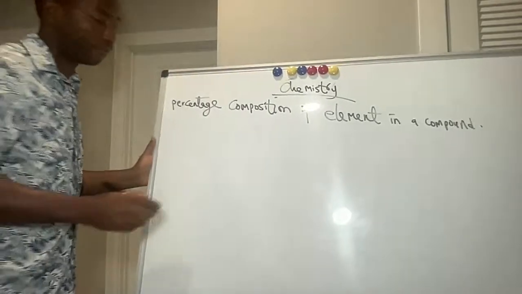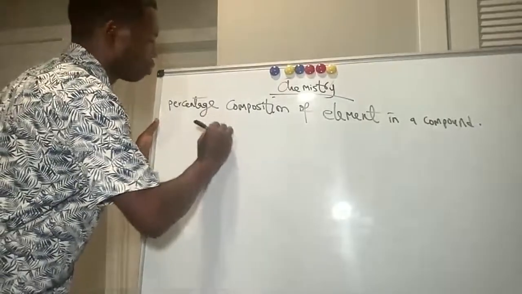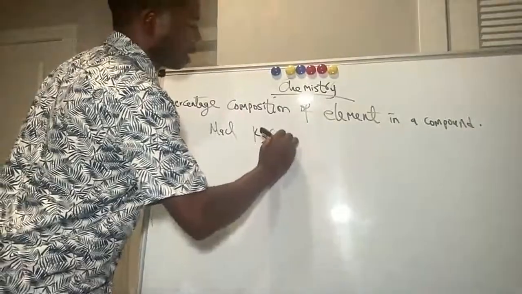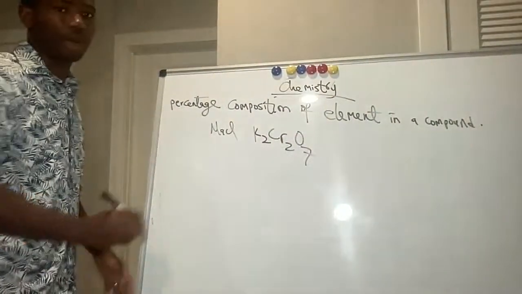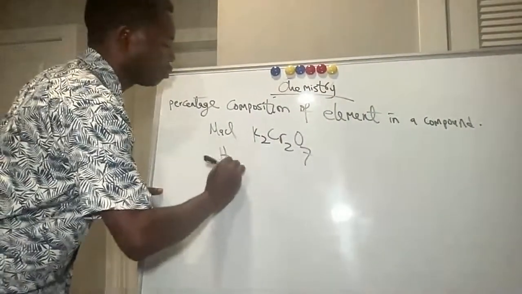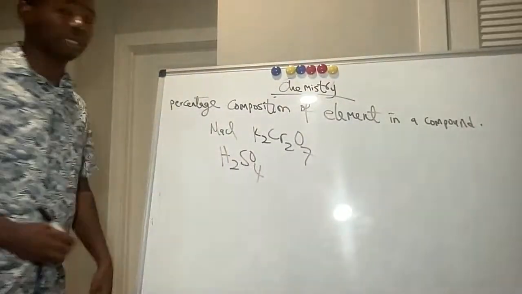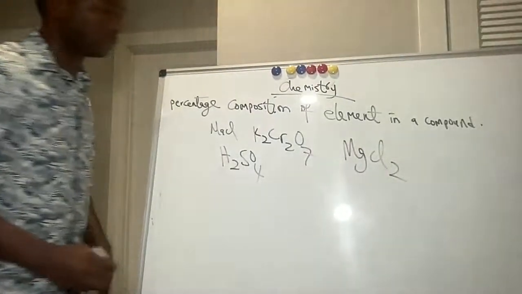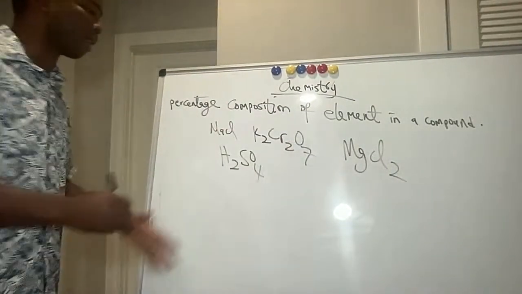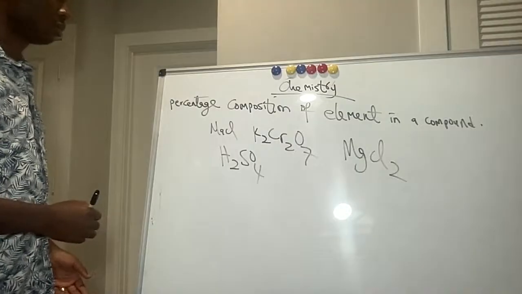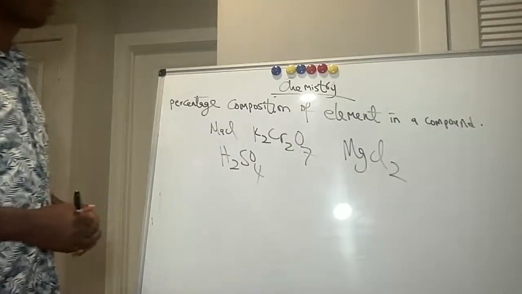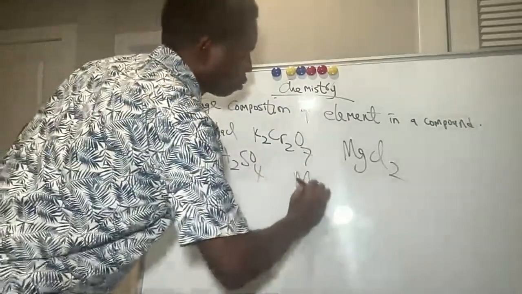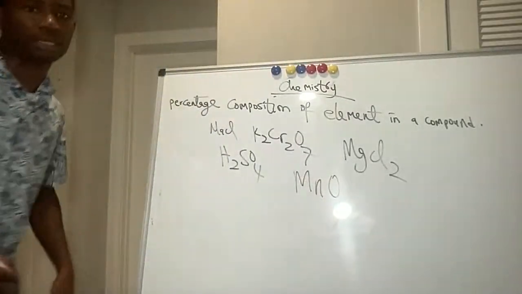Now, we have sodium chloride, which is a compound. We have potassium heptaoxodichromate(VI), which is a compound. We have hydrogen tetraoxosulfate(VI), which is a compound. We have magnesium chloride, which is a compound. All these, salt and acid, are compounds. So now all these compounds, we can calculate. Magnesium fluoride is a compound.